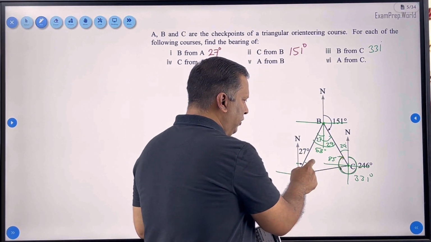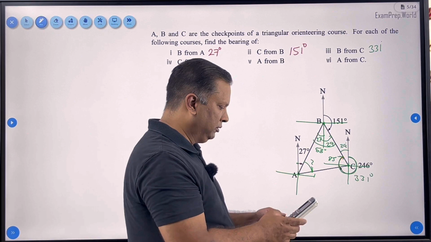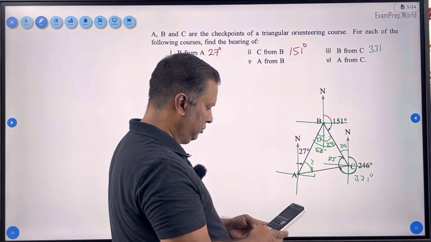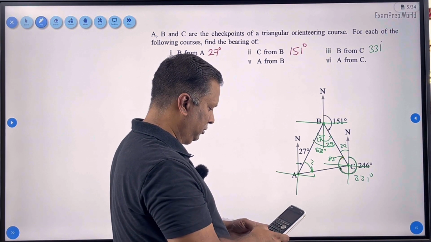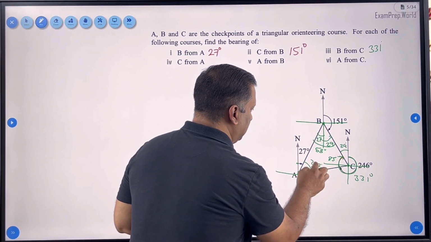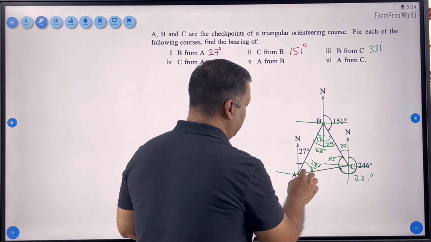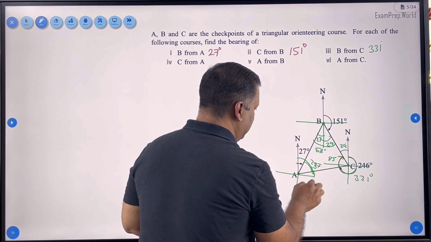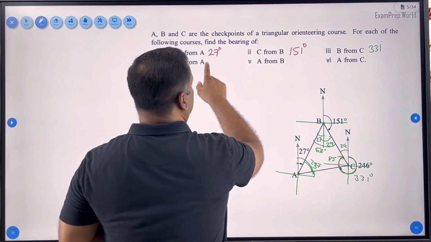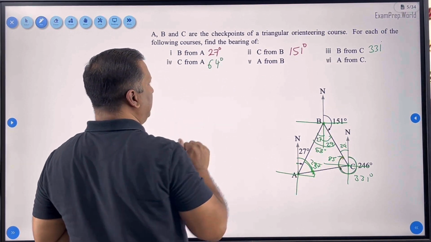Now we can easily find this angle because the sum of all these three angles should be 180. How much is that? 37 degrees. Okay. Now 27 plus 37, 64. The total bearing is how much? 64 degrees. So C from A is 64 degrees.